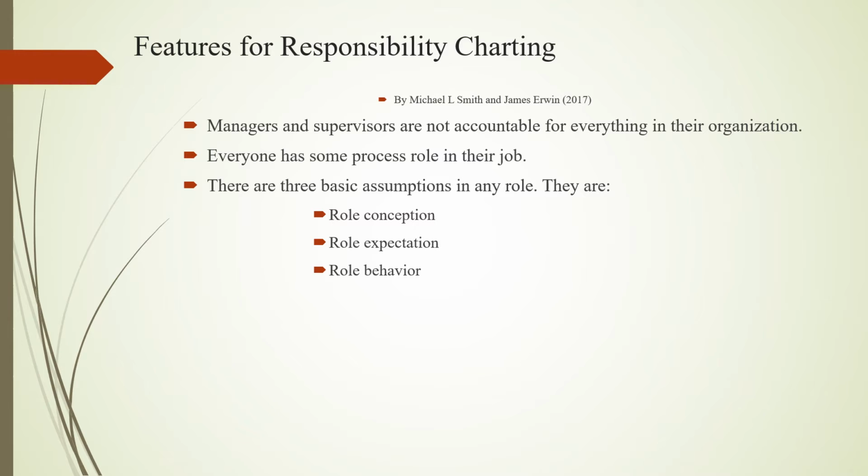In here, by Michael Smith and James Irwin, managers and supervisors are not accountable for everything in their organization. Everyone has the same process role in their job. Because of different perceptions, one person's view of their role may be different from others'. Role perception of today will change tomorrow even though the job activities remain the same.